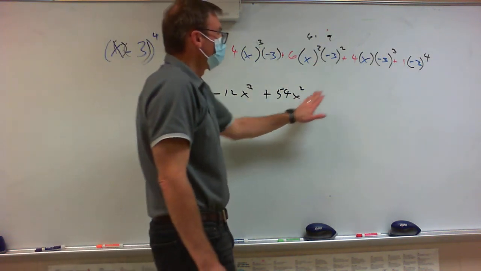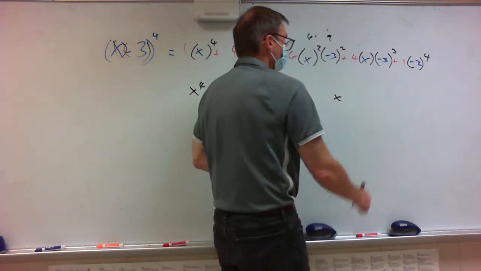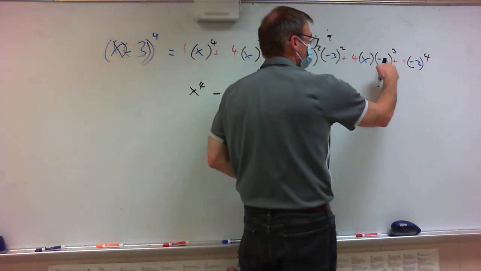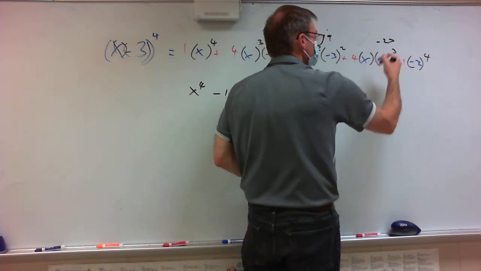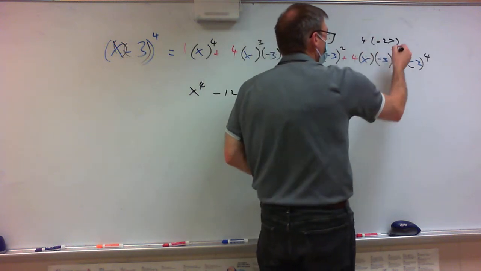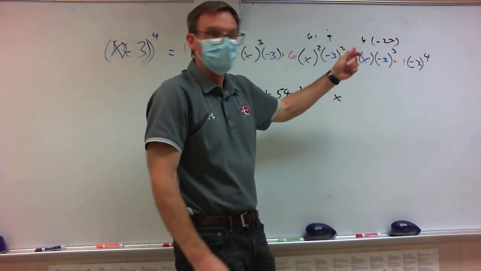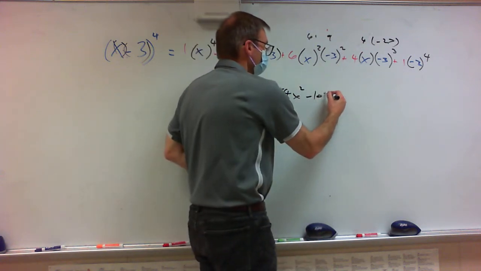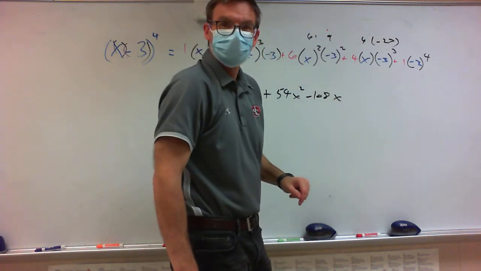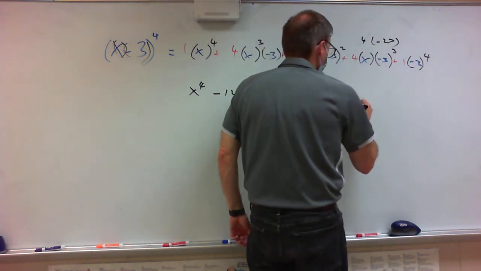Okay. Now let's look over here. Well, the x term is just an x. Let's see. 3 cubed is 27, right? And I have to multiply it times 4, right? So when I get 4 times 27, that's 108, and it's minus, so I get negative 108. And then our last term, well, negative 3 to the 4th ends up being 81, so I end up with 81.